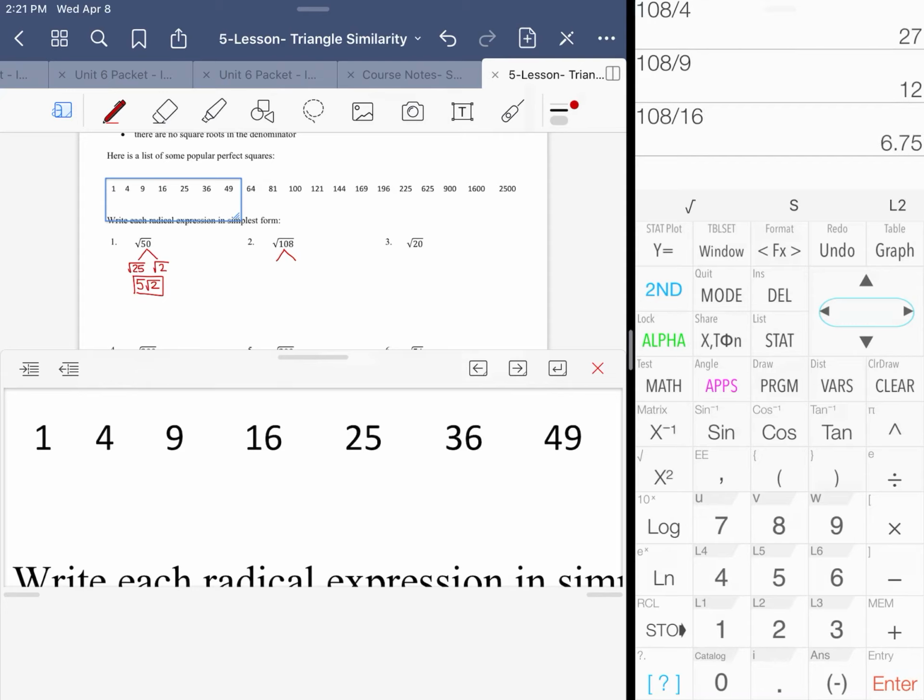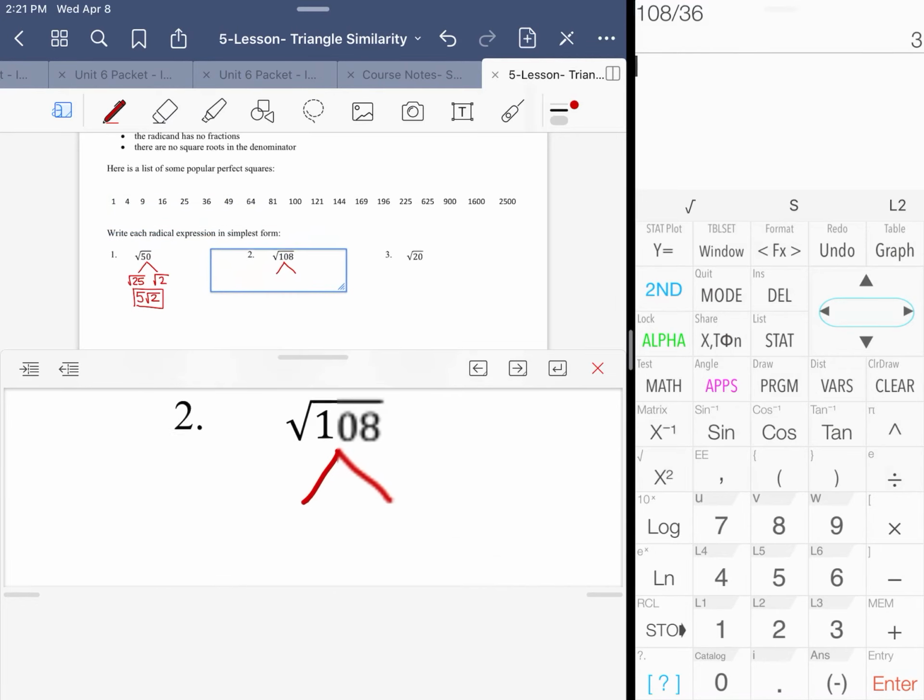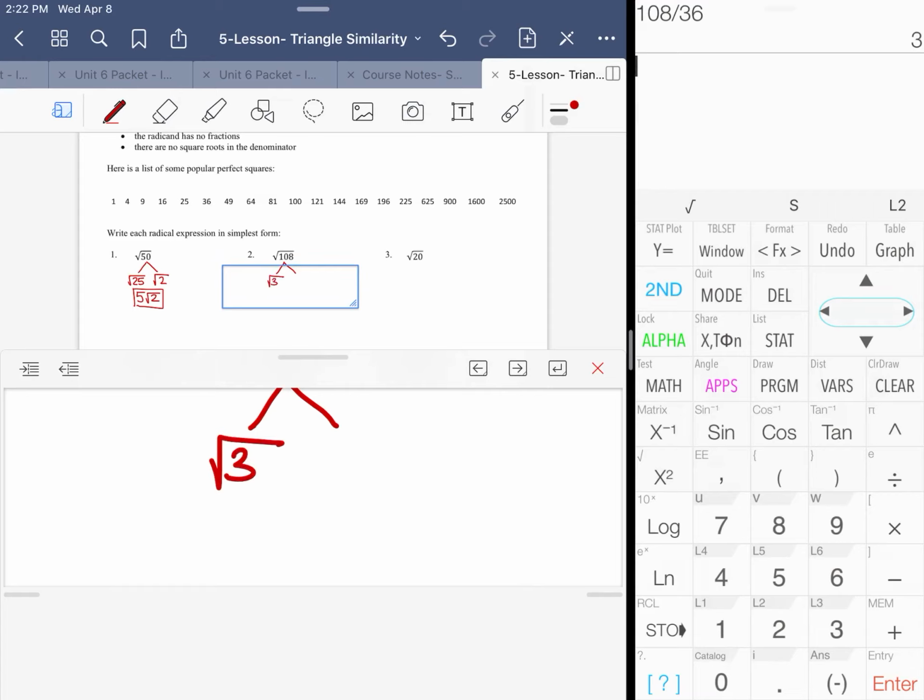108 divided by 16, that one I would eliminate. 108 doesn't divide by 25. How about 36? 108 divided by 36 is 3. We had a few different values that divided evenly into that 108, but what I want is the largest value that divides evenly into the 108. So as it turns out, it's the square root of 36 and the square root of 3.